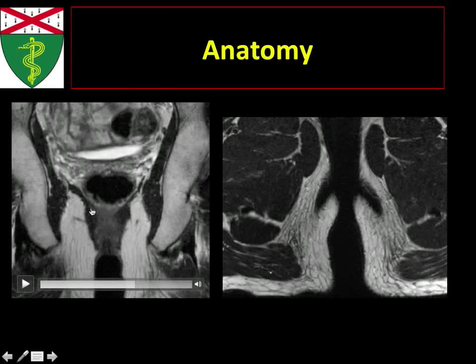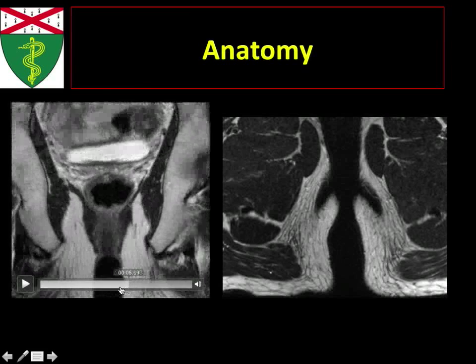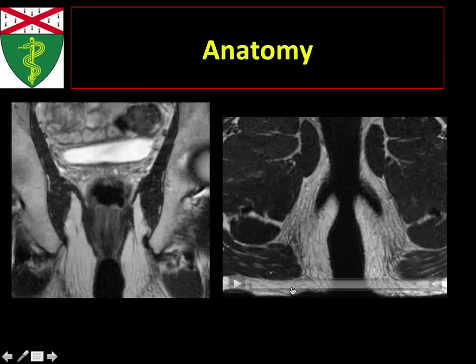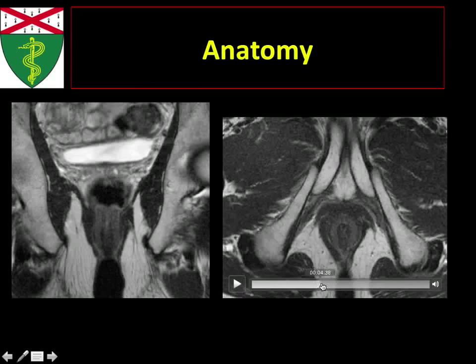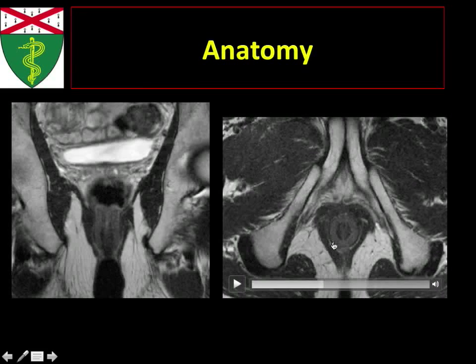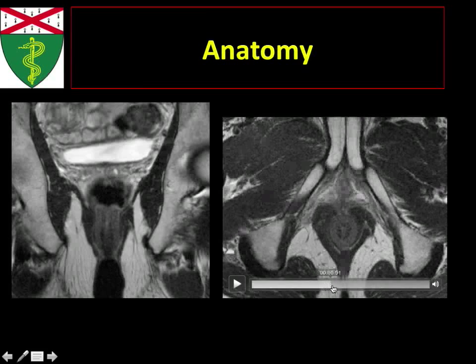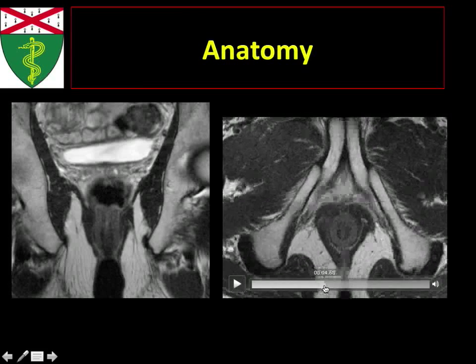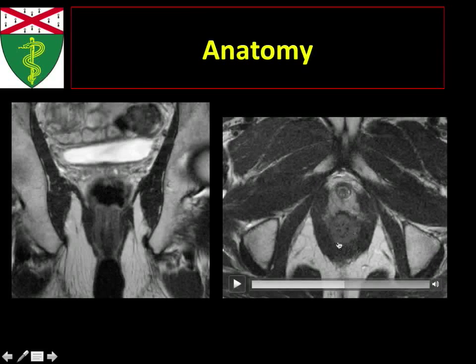And as it goes even more cephalad, all that's going to be the levator plate over there. All right, so just look at that. That's a normal case. And on the axial, similarly, nice rectum, intersphincteric space, external sphincter. As you go higher up, at some point, this external sphincter is going to continue as the puborectalis muscle.